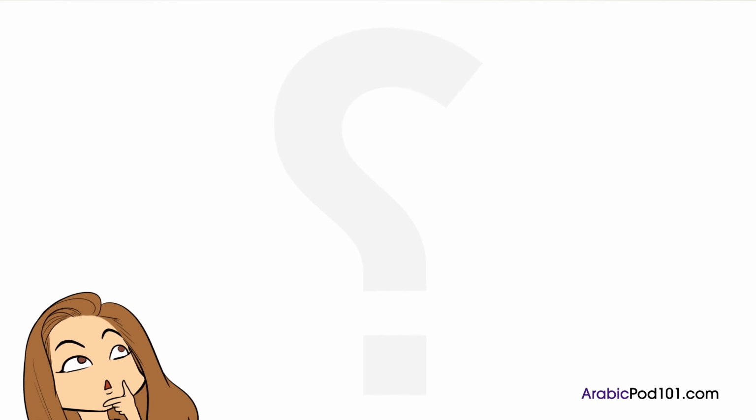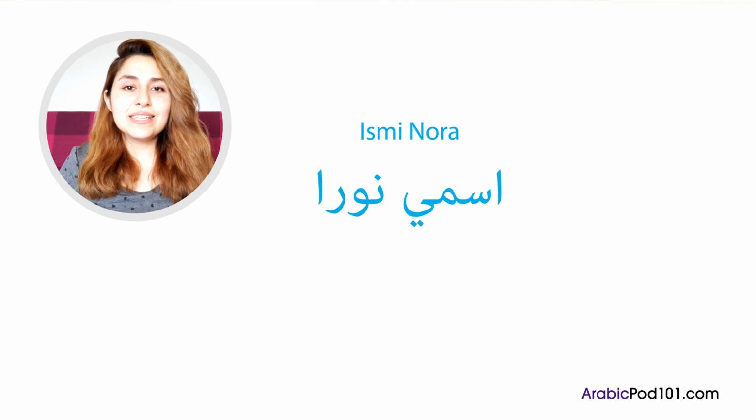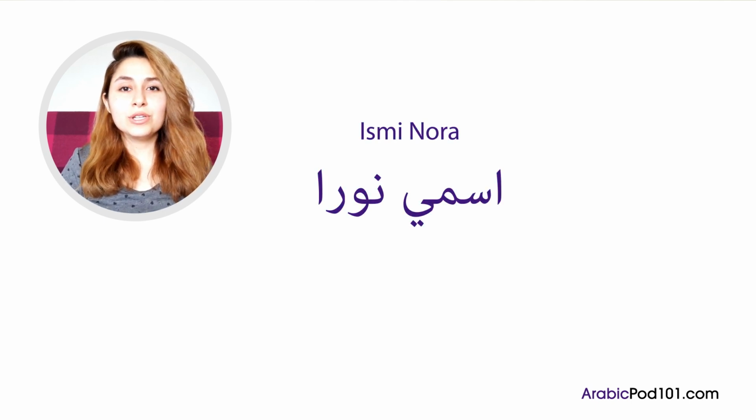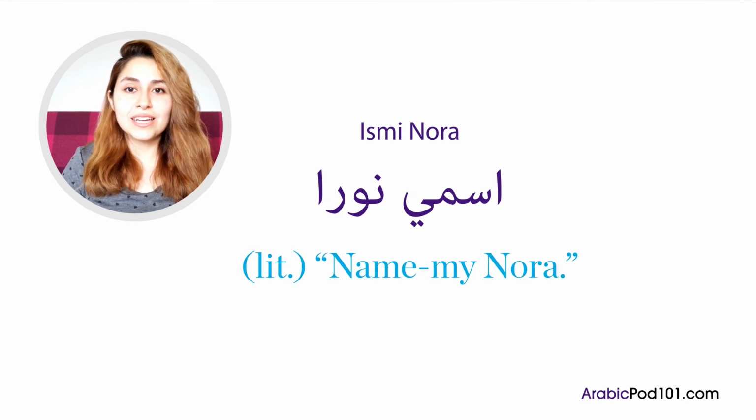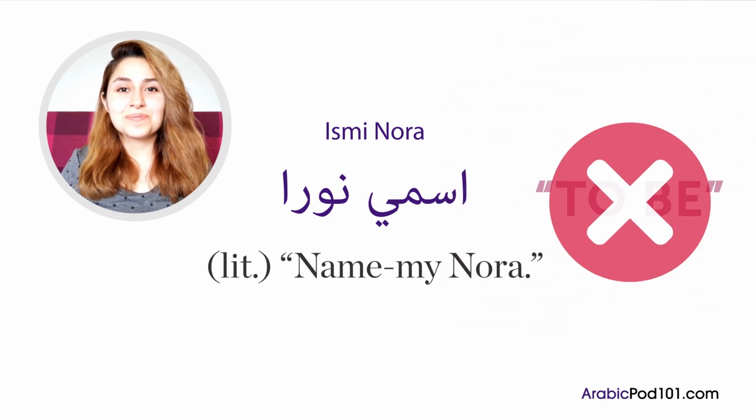The question for this lesson is, how come Arabic doesn't have verb to be? If I were to introduce myself in Arabic, I would say, Ismi Nura. If we translate this literally, it would be something like, name my Nora. Have you noticed that the verb to be isn't in the sentence? In this lesson, we will see how the Arabic sentence structure allows sentences to form without needing the verb to be. We'll see what a noun plus adjective sentence looks like in Arabic.